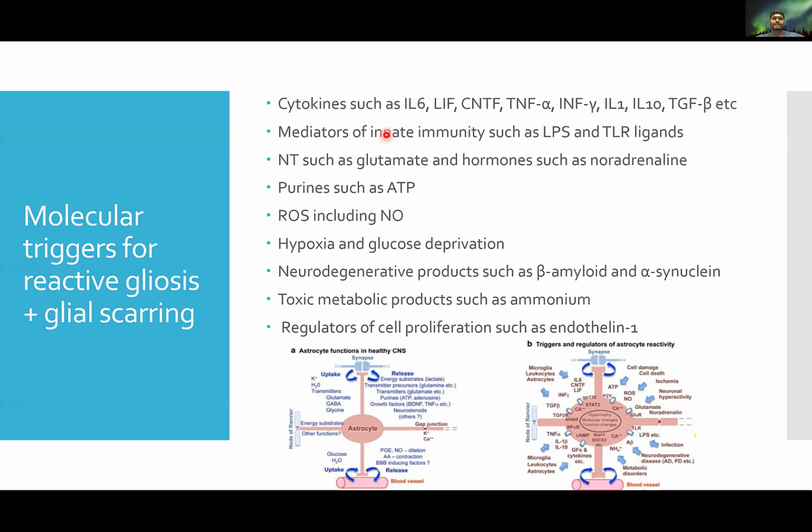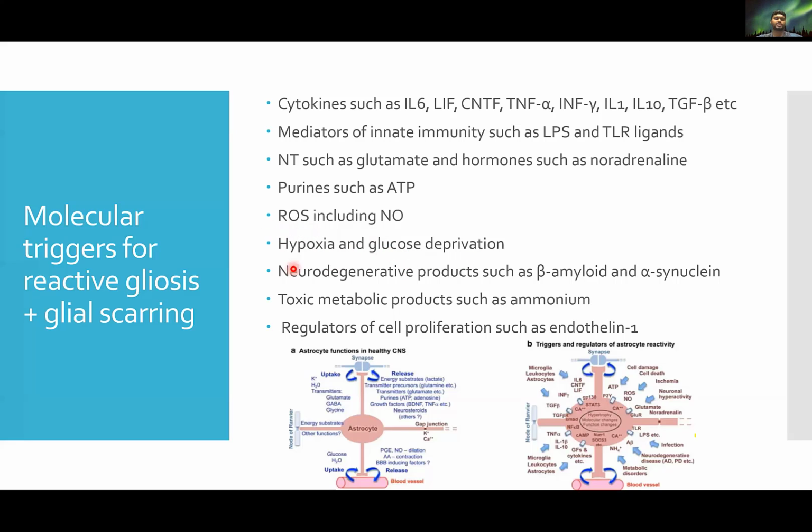And then excess neurotransmitters such as glutamate and hormones such as noradrenaline. So we said excess glutamate can cause excitotoxicity due to increased calcium concentrations. Purines such as ATP. So when there is injury to the CNS, death of these neurons will release ATP. ROS, reactive oxygen species, which includes nitric oxide, can be due to mitochondrial dysfunction, again due to damage to the neuron or other glial cells, hypoxia and glucose deprivation, right?